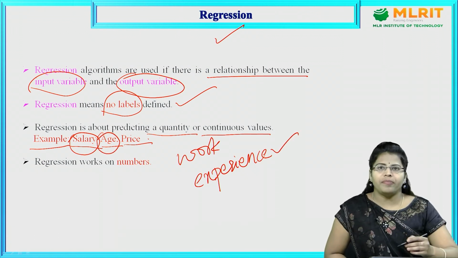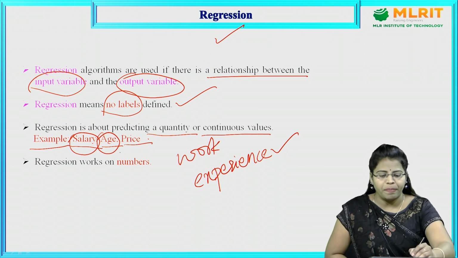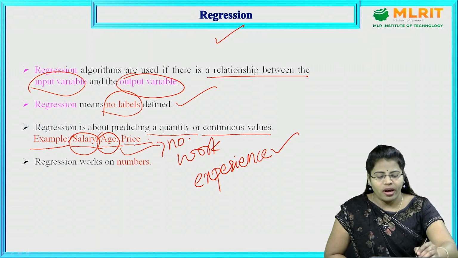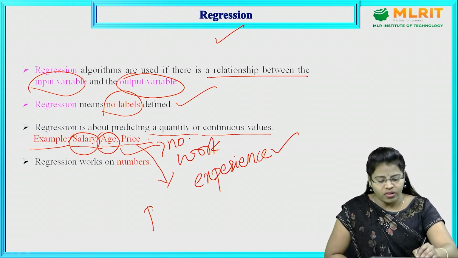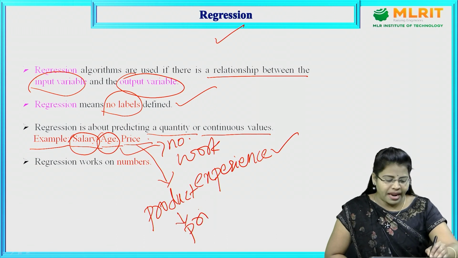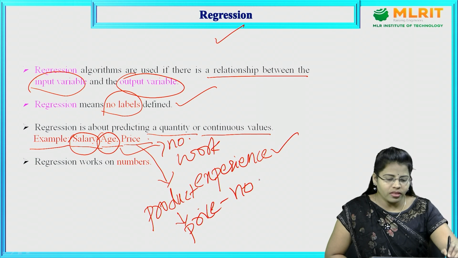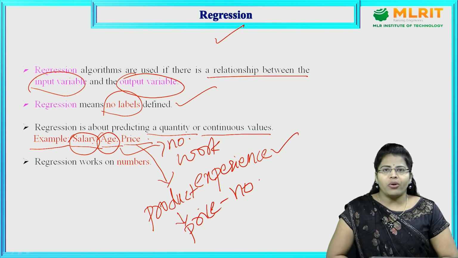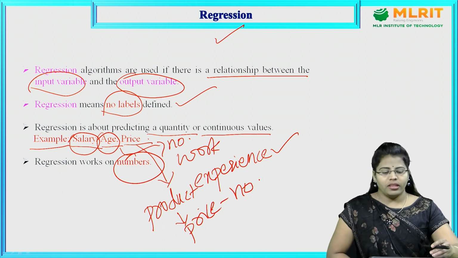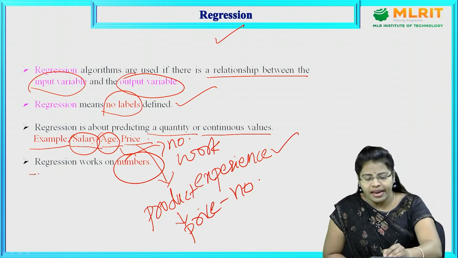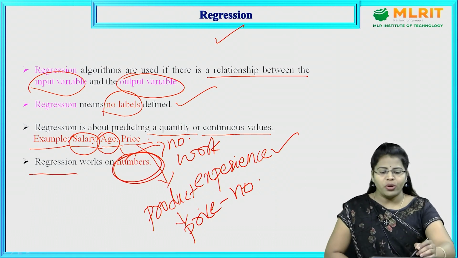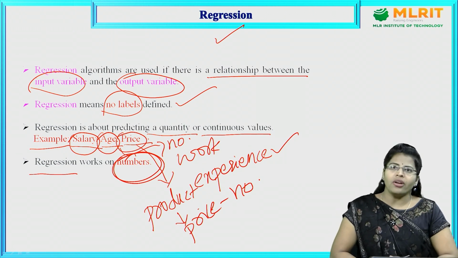Next, age: you are going to predict the age of a person, it may be a number. Next, you are going to predict the price of a particular product. Price is also a number. That means regression is only going to work on numbers. The output of a particular regression concept will be a number. Like I have explained, what is salary, what is age, what is price.